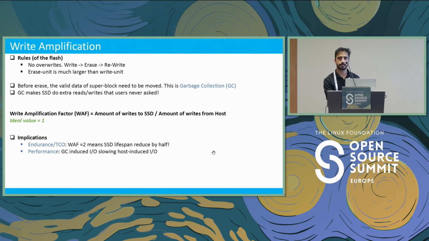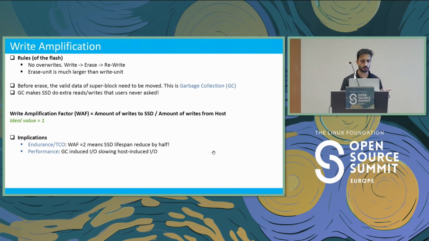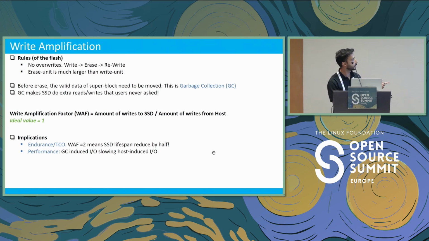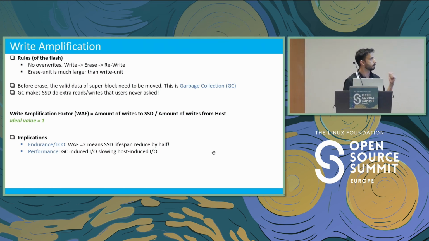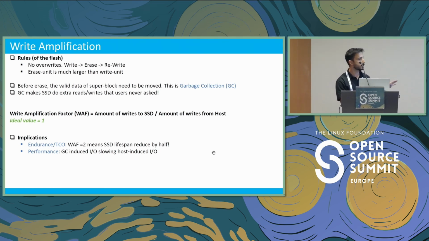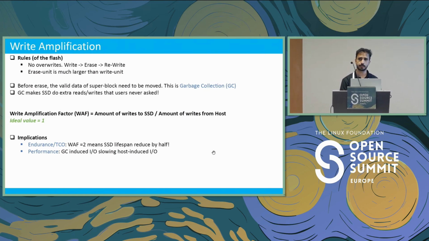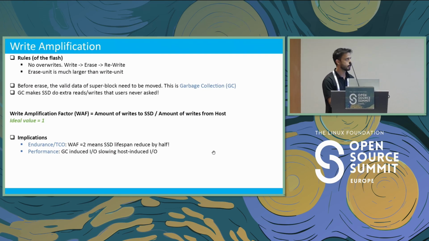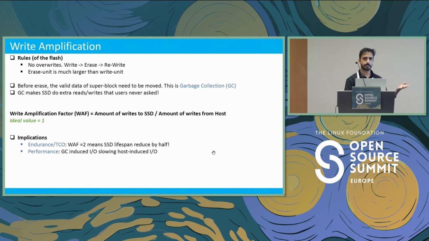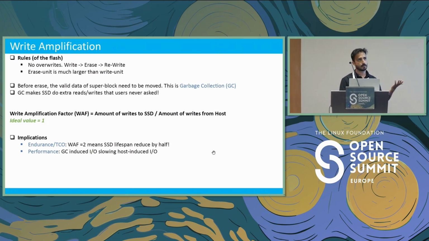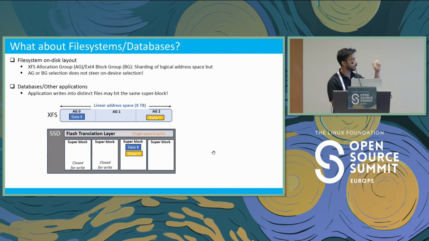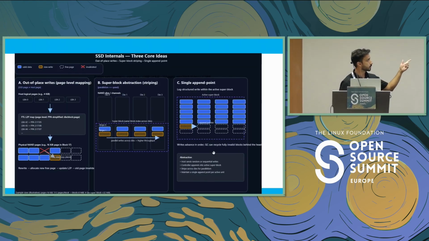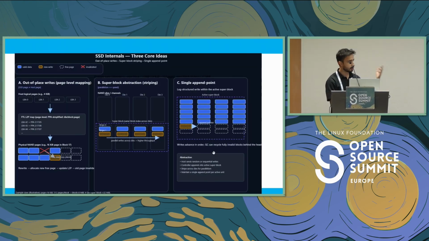And if it doesn't happen, imagine the WAF is 2. What it actually means is that your SSD lifespan would be reduced by half. If your SSD was supposed to die in 5 years, it's going to die in 2.5 years. And SSDs are meant to die. Or rather, what happens is that all those erase blocks, whatever I showed you in this picture, right? The lifespan of these erase blocks is based on how many erases can be done on them.